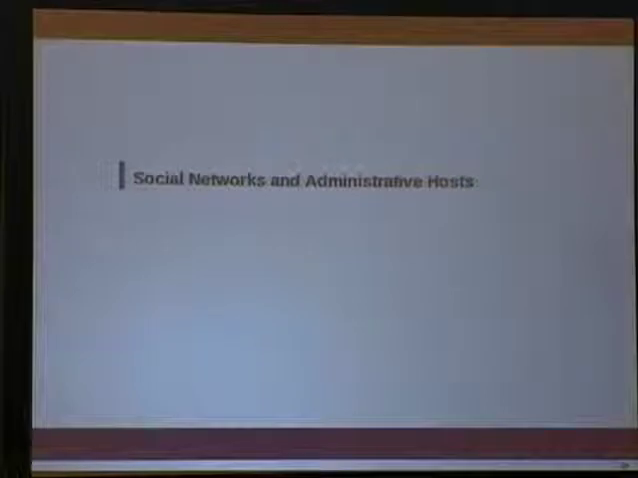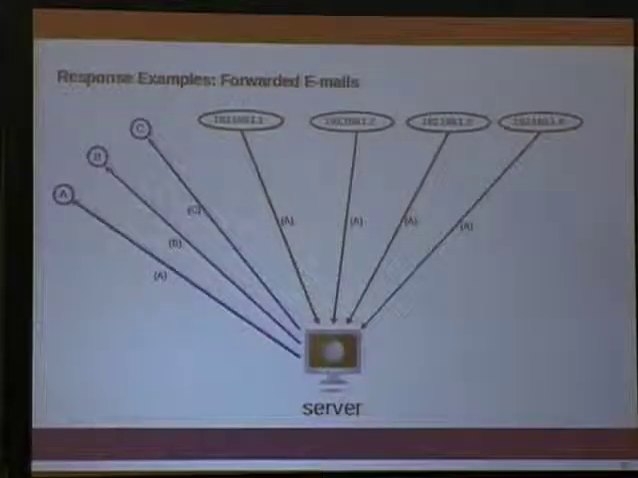So, social networks and administrative hosts. Let's first talk about forwarded emails. I said with a forwarded email, we can start to determine it when we get the same tag requested from multiple IP addresses. So this is our scenario. We send out 3 emails to A, B, and C, each with their individual tags, and we get this response: .1, .2, .3, and .4 all send back a response for tag A.